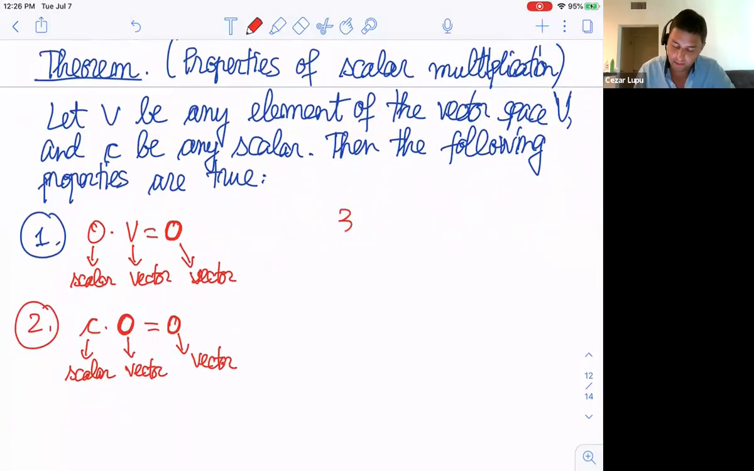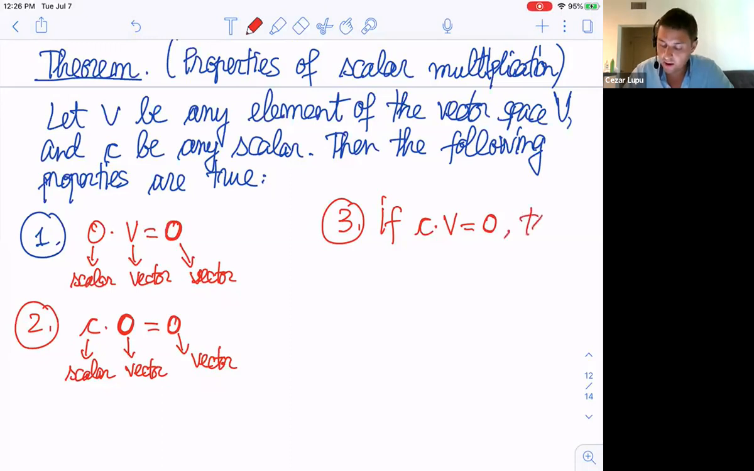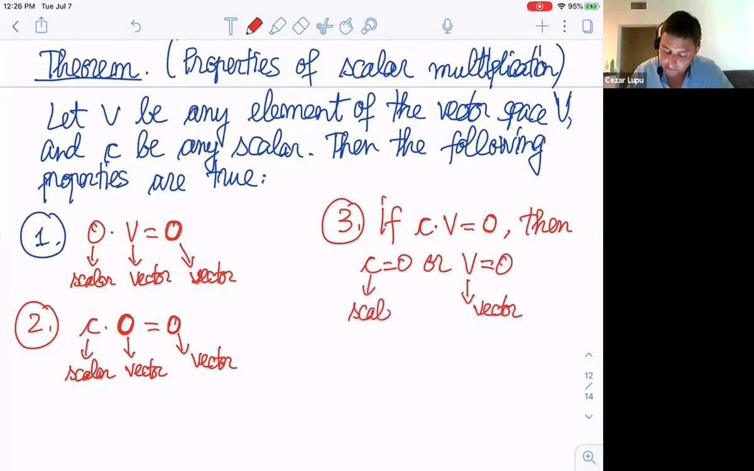The third one, let me put them here. The third one says if C times V, the multiplication between a scalar and a vector, is 0, and of course at this point you realize that this 0 is the zero vector, then you have two options here. Then C is 0, so the scalar is 0, or the vector is 0. Here is a vector, and here is a scalar. I want you to distinguish between them.